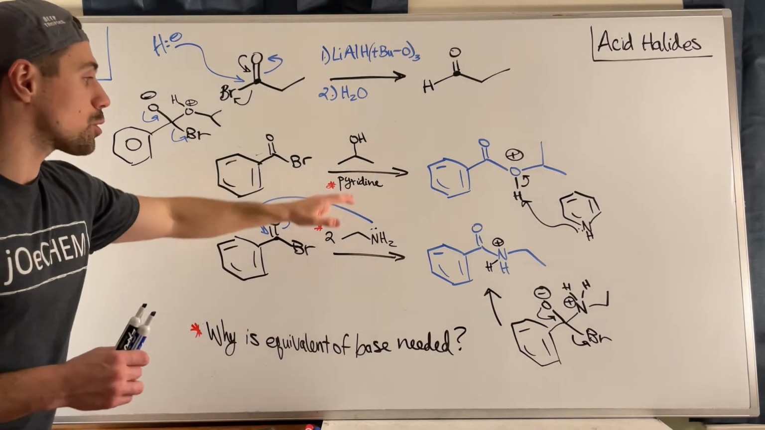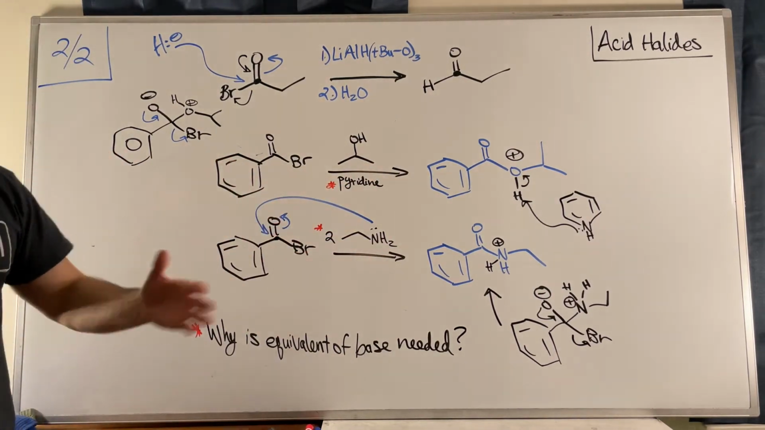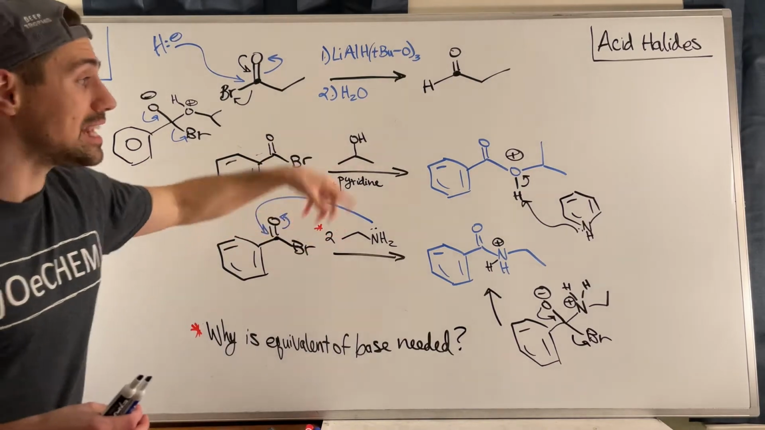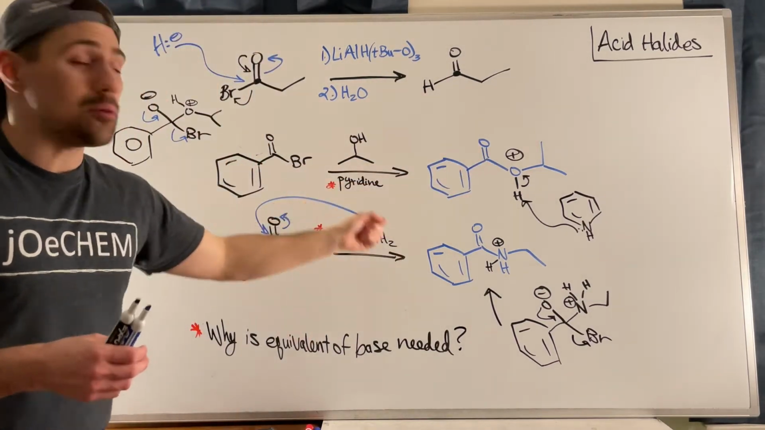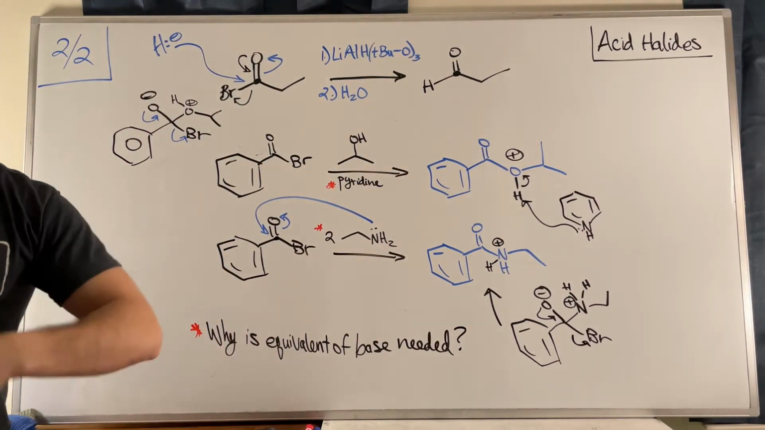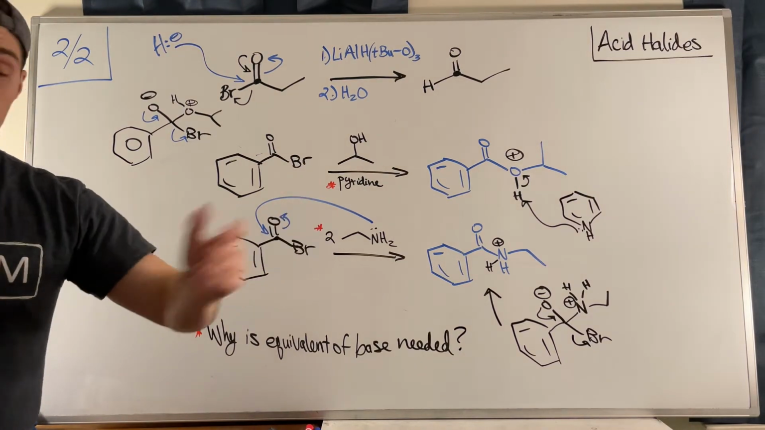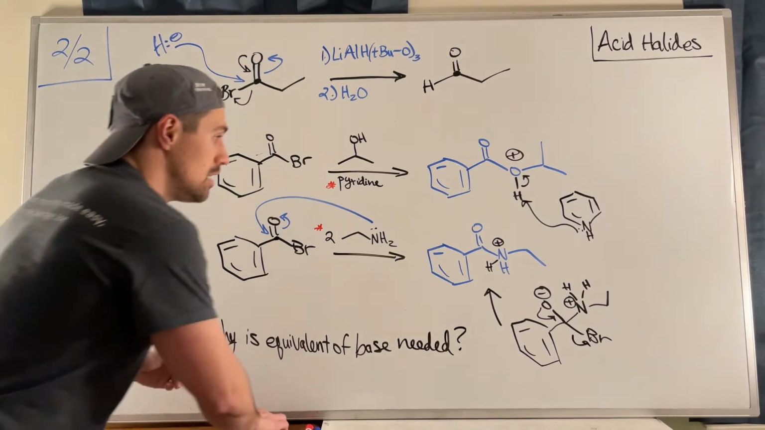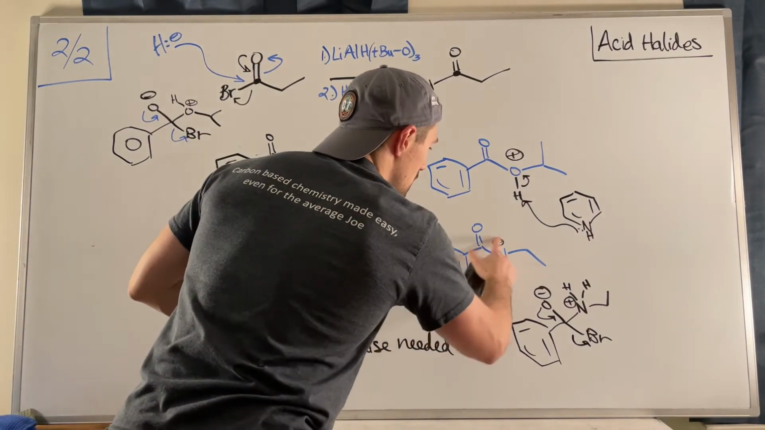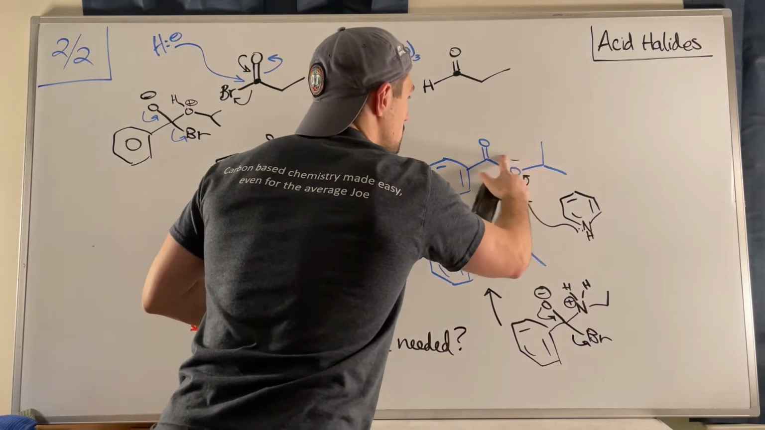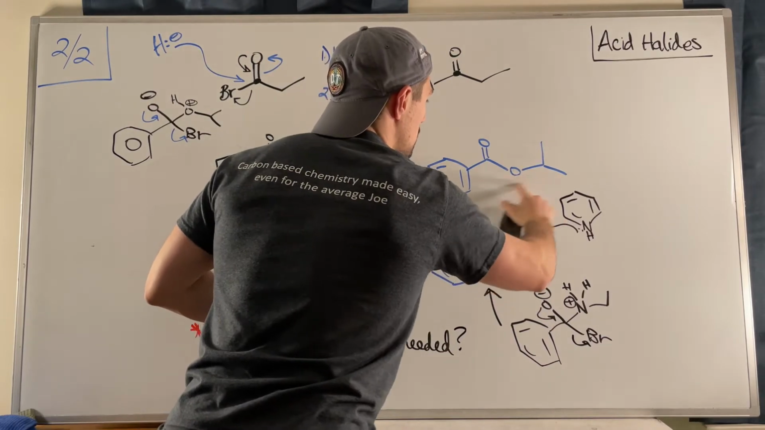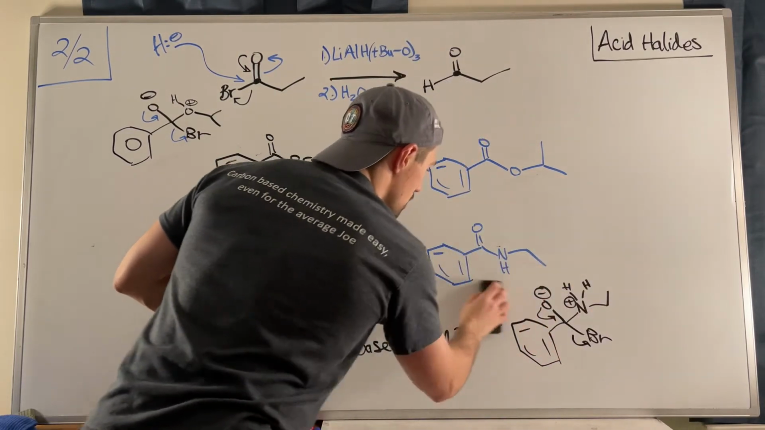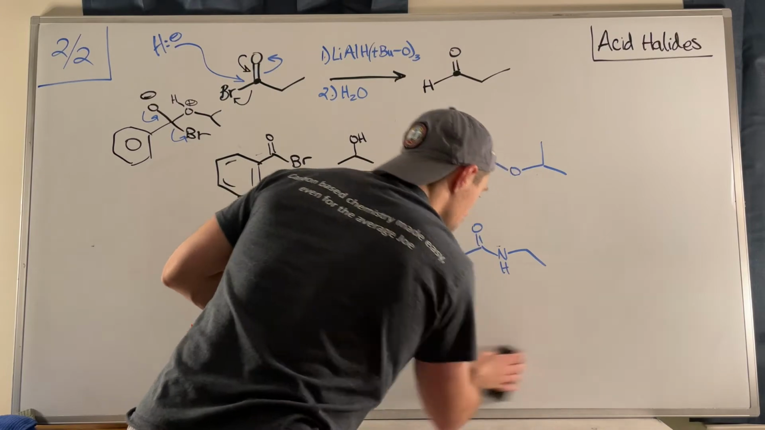So this extra equivalent of base is to make sure that once you've added the thing you're trying to add, you quickly deprotonate it and make it less of a good leaving group so that nothing can attack and kick it off. And that's the answer to this question down here. Okay, gang, just to show you, the extra base helps clean up what you're actually trying to stick on the carbonyl that you are attacking.